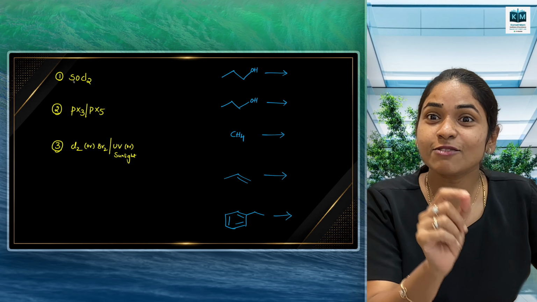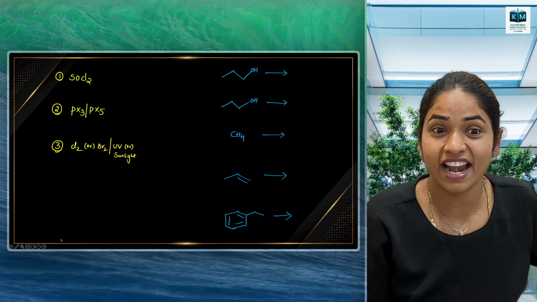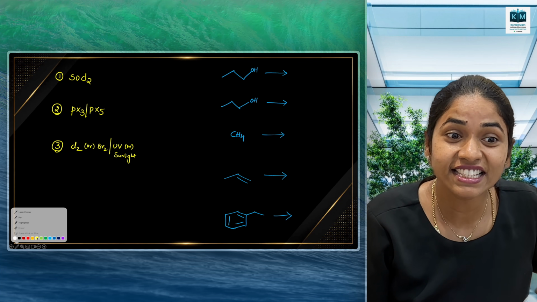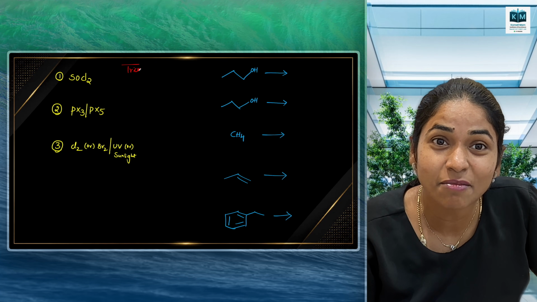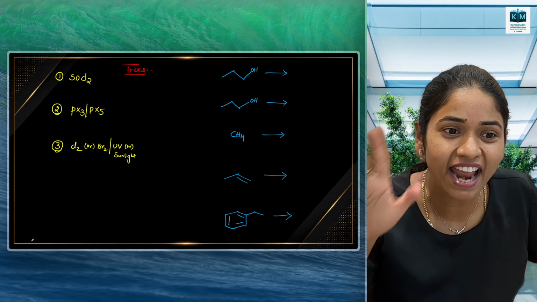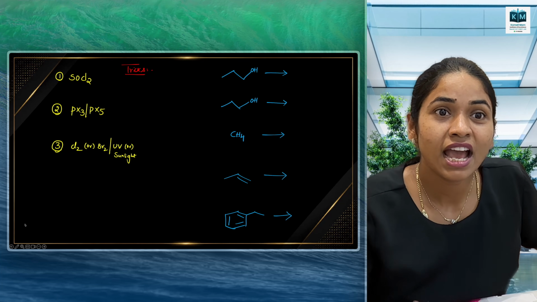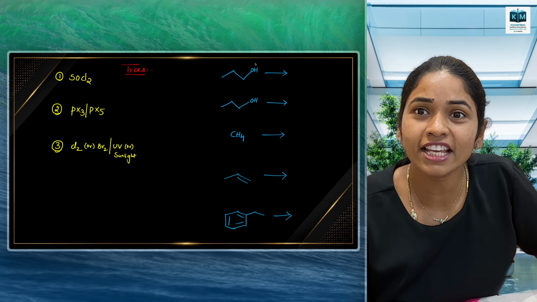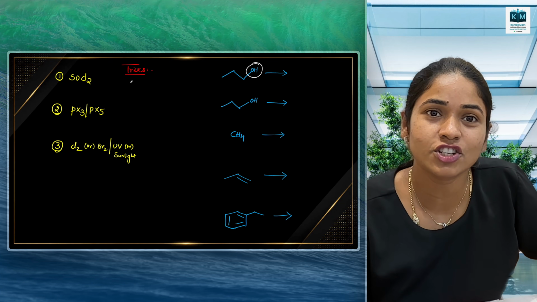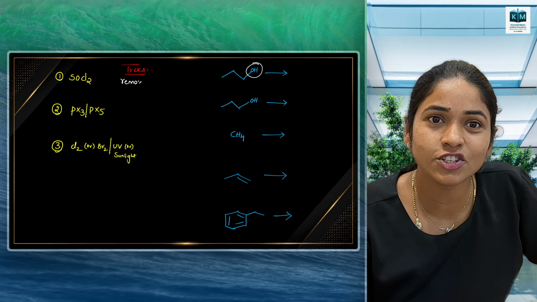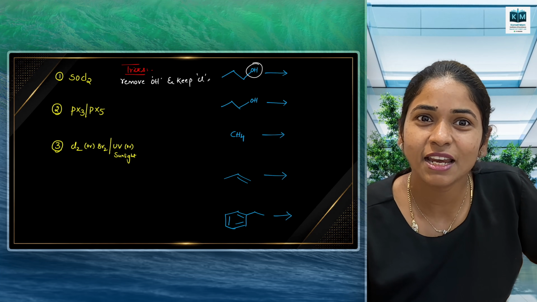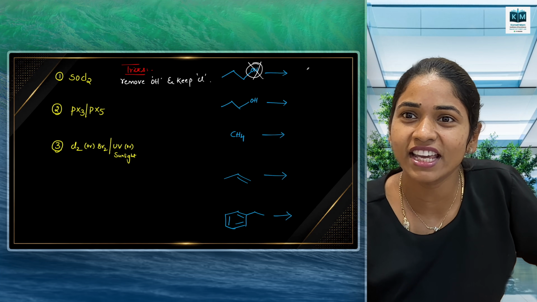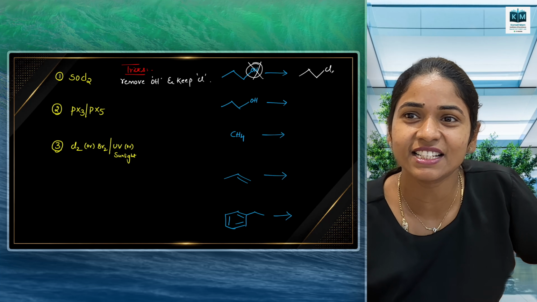Let's say SOCl2, thionyl chloride. Just see the trick I am going to teach you. Just use this and solve your question. The trick is: remove OH and keep Cl. That's it. Can you try your product? Remove OH, keep Cl in its place.